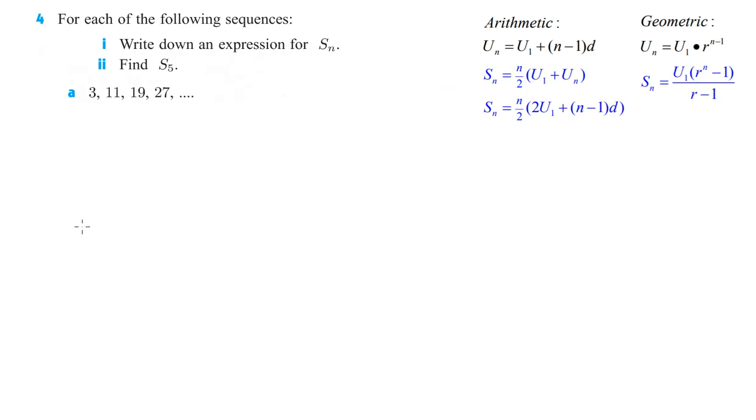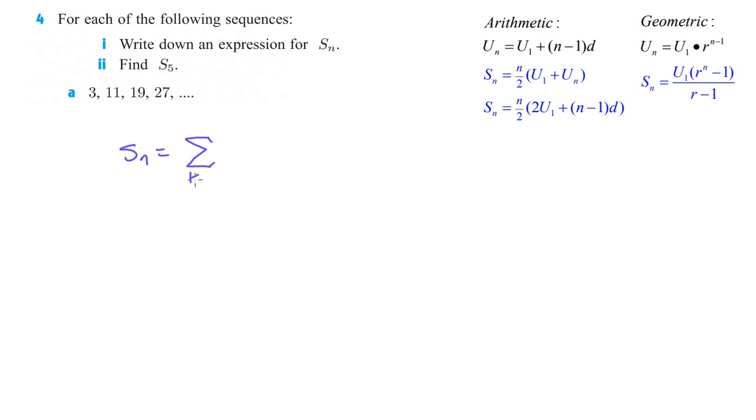Next one, take a look at number 4. For each of the following sequences, write down an expression for S of n, and then find S of 5. So our expression for S of n, this is where they're going to want to actually have you use this summation notation, right? So S of n is going to equal, and then we have our summation notation, that big funky Greek sigma.